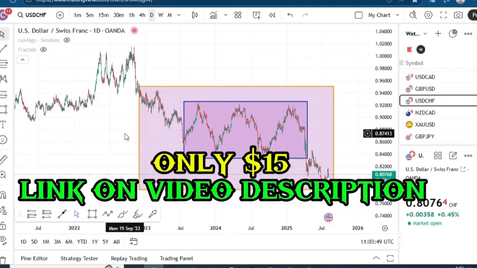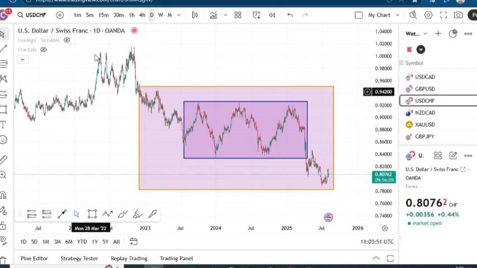So now let's get back to action. Right here, this is now USD CHF. Remember, we got it from FastBull. Now what you're going to do here is analyze the market. Let's just start from the monthly time frame.